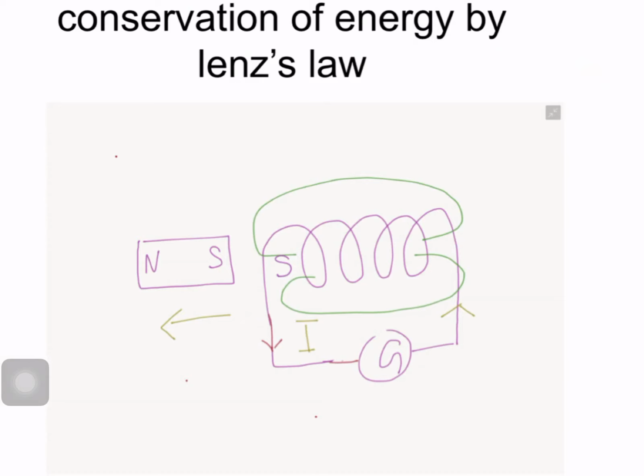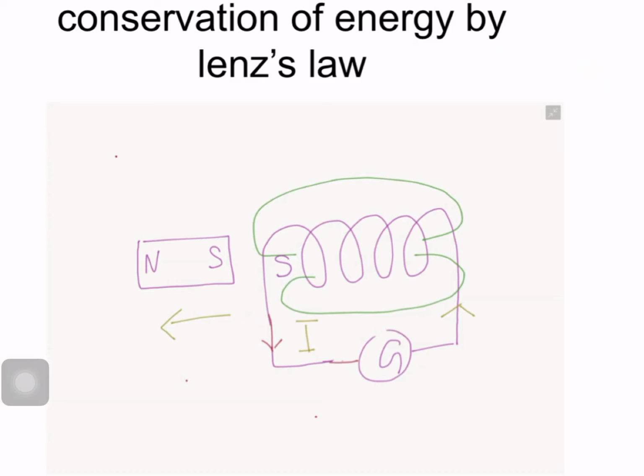Why? Because we need some external energy for moving the magnet towards the coil or away from the coil. So this also explains the conservation of energy by Lenz law. Am I right? That means we need some external energy for moving the bar magnet towards or away from the coil. Without the need of an external agency, the magnet cannot go inside or move away from the coil.